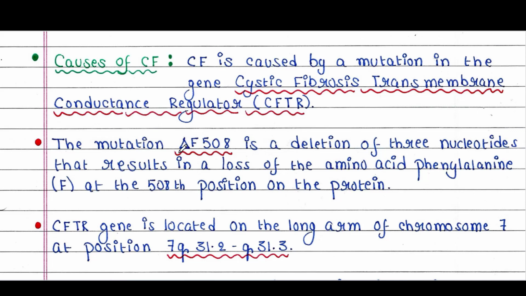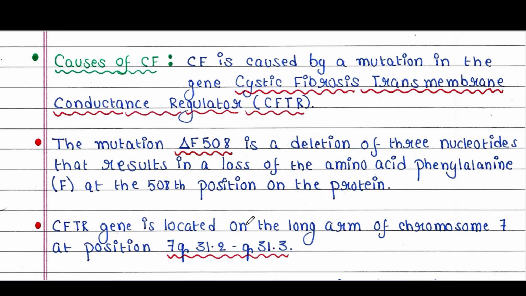So actually del means it is a deletion mutation. So 3 nucleotides are deleted in this gene, and it causes the deletion of an amino acid as well, which is phenylalanine, and its position is at 508th of the protein.